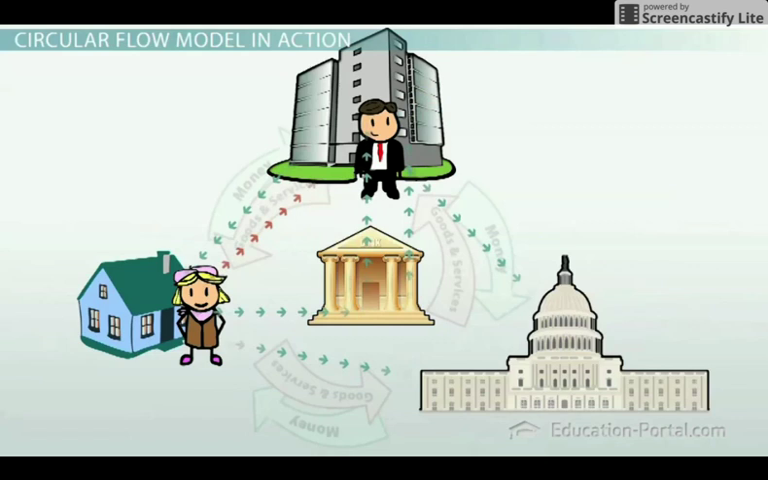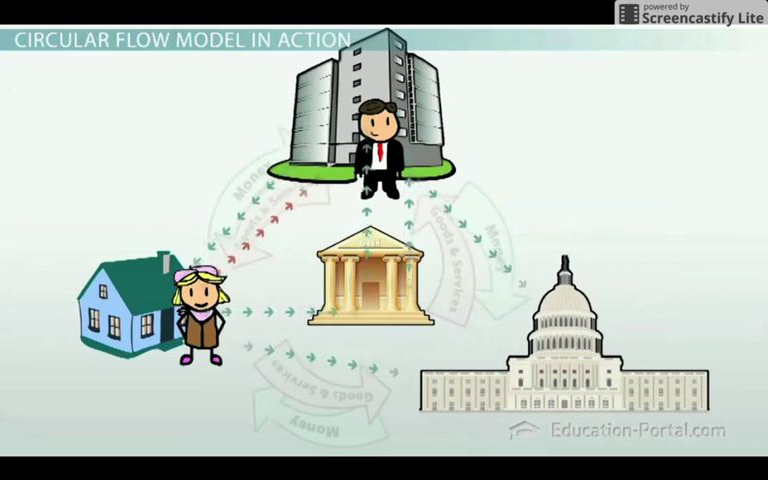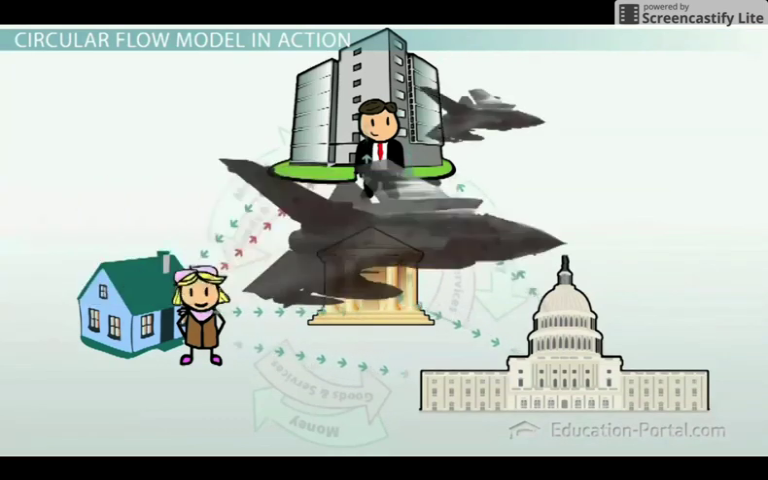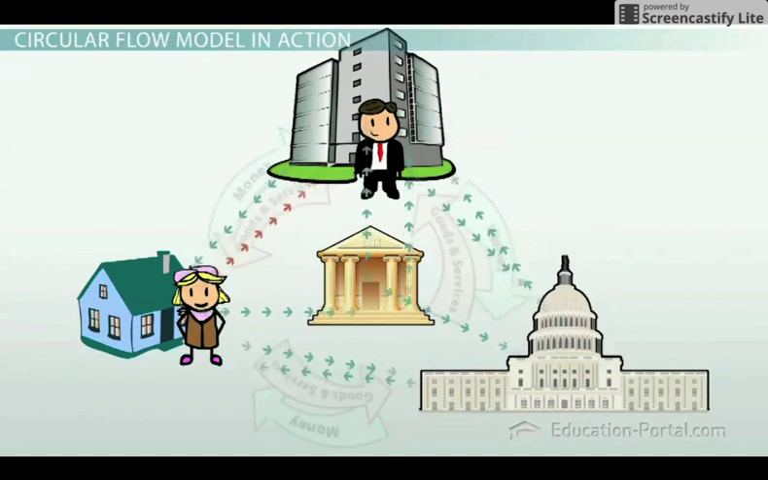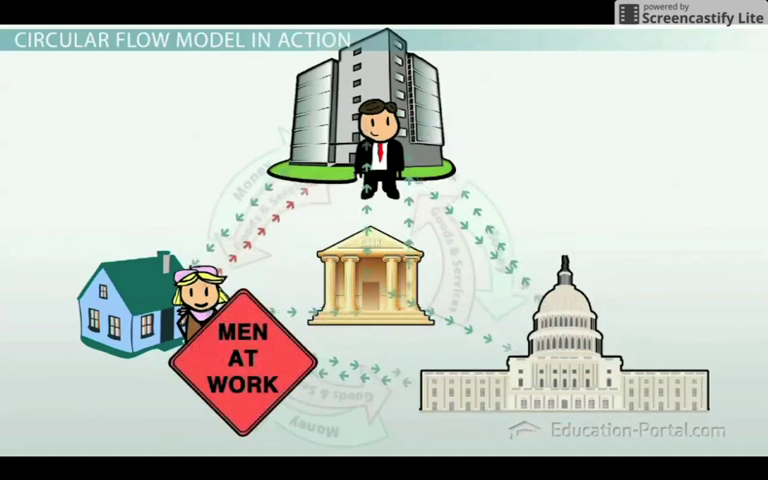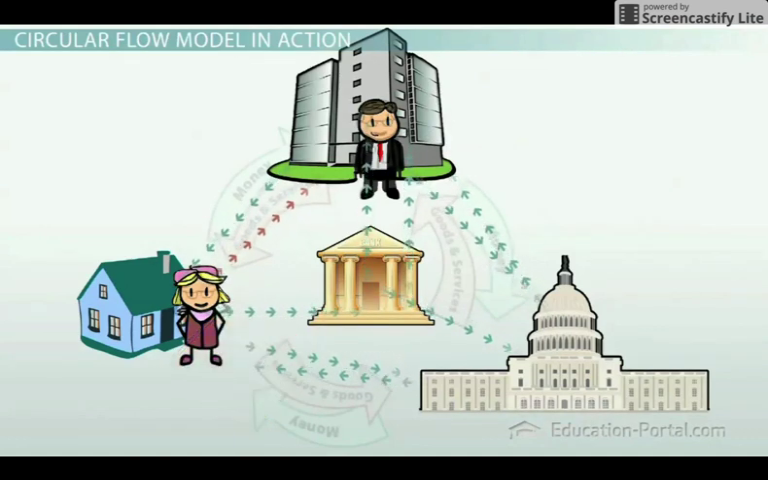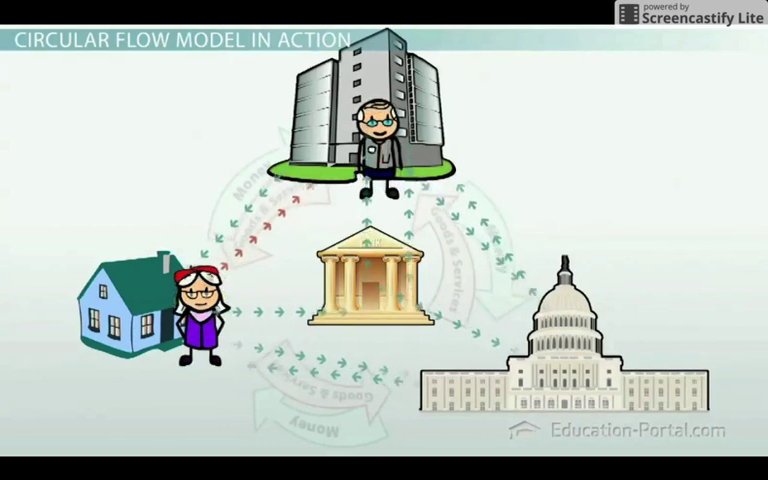The government collects taxes from Margie, Dave, and even the banks. They spend some of it to buy fighter jets so they can protect Margie and Dave, and some of it to do other things like build roads. They'll even set aside some of the taxes to help Margie and Dave later on in life when they're retired.